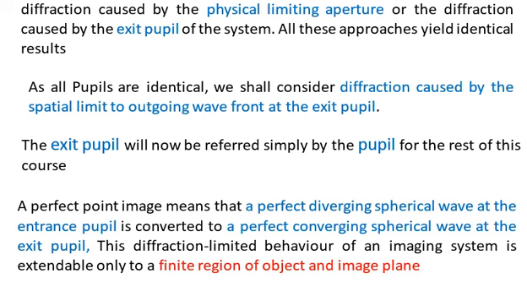As all pupils are identical, we shall consider diffraction caused by the spatial limit to the outgoing wavefront at the exit pupil. So you see that we shall be only concentrating on the exit pupil, and the wavefronts which are leaving the exit pupil we shall consider only with respect to the exit pupil. The exit pupil will now be referred to simply as the pupil for the rest of the course. So whenever we talk about the pupil of the optical system, it means that we are talking about the exit pupil of the imaging system.